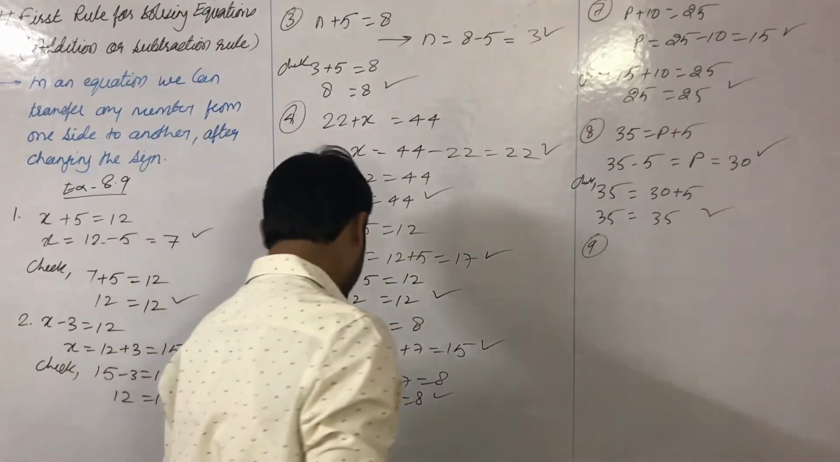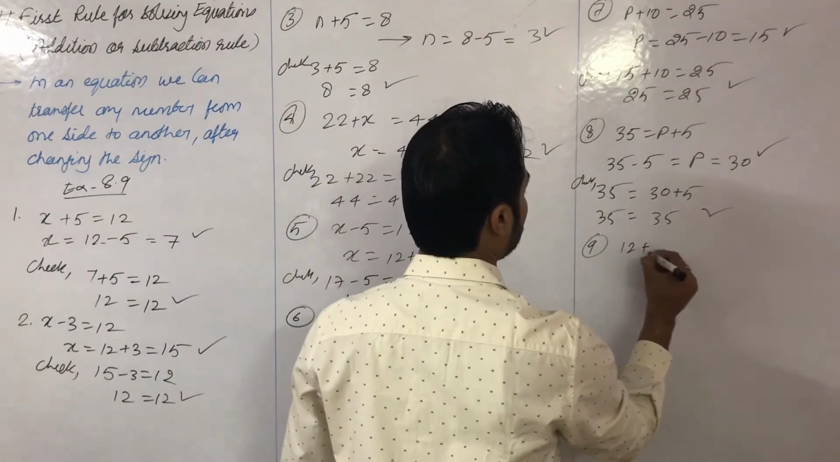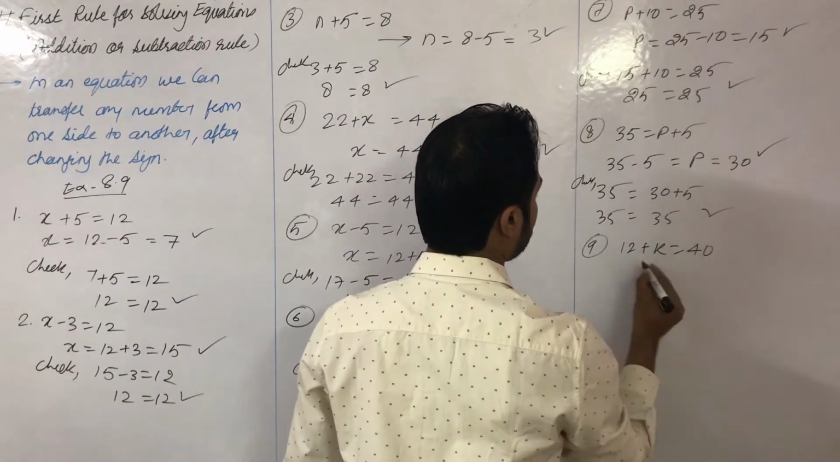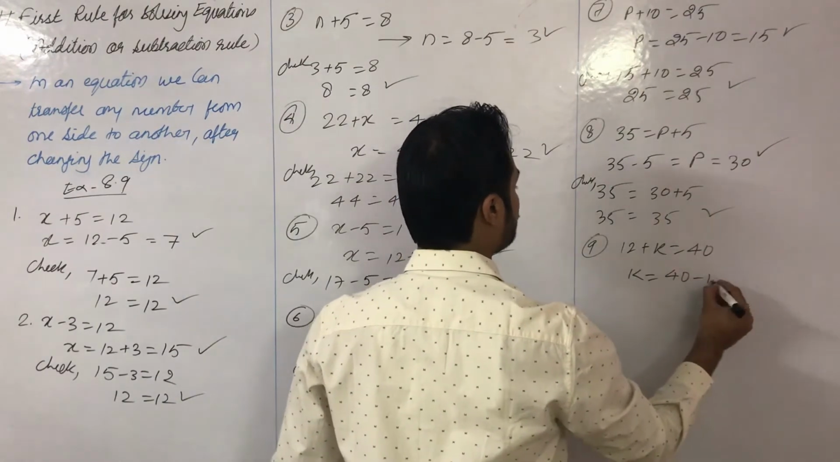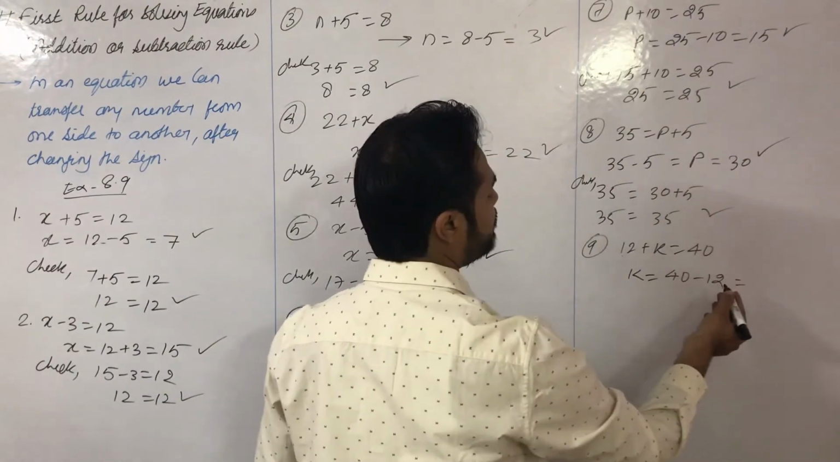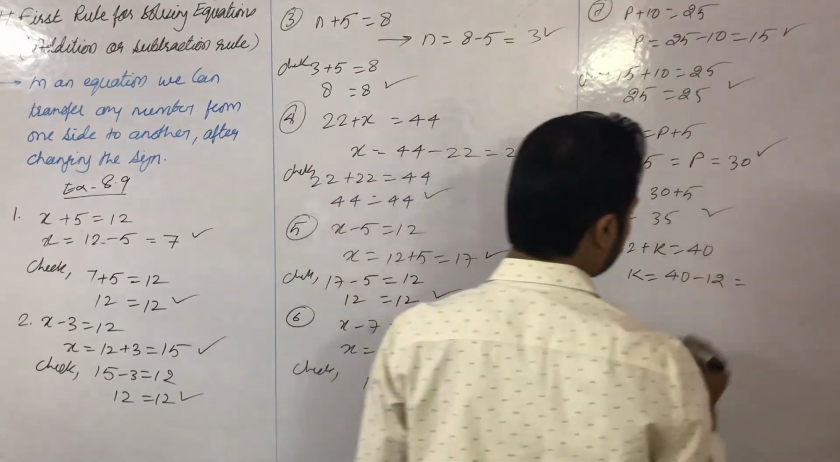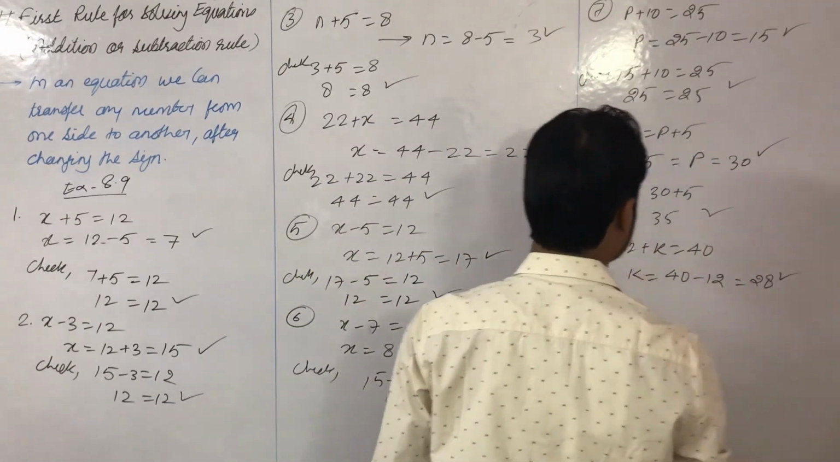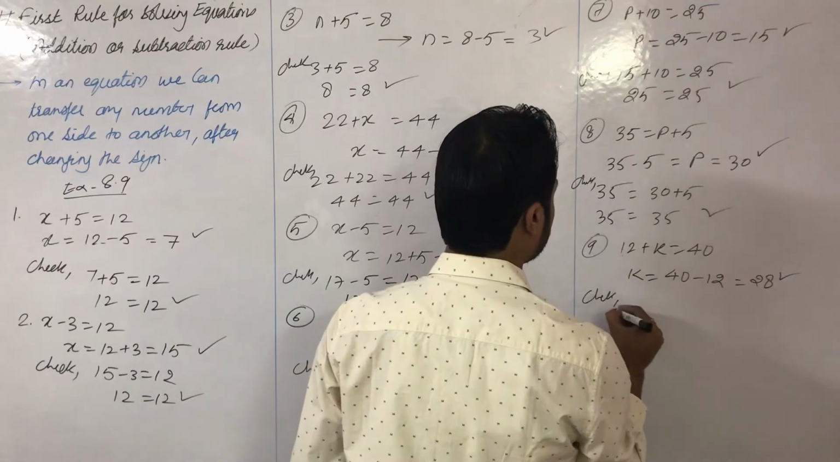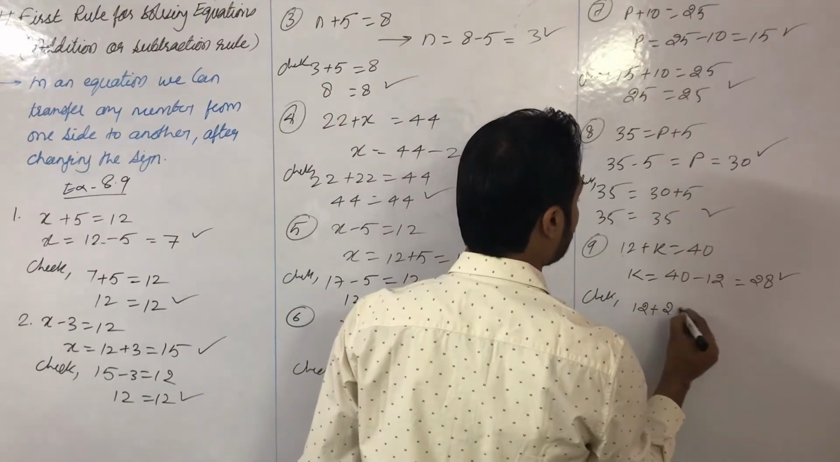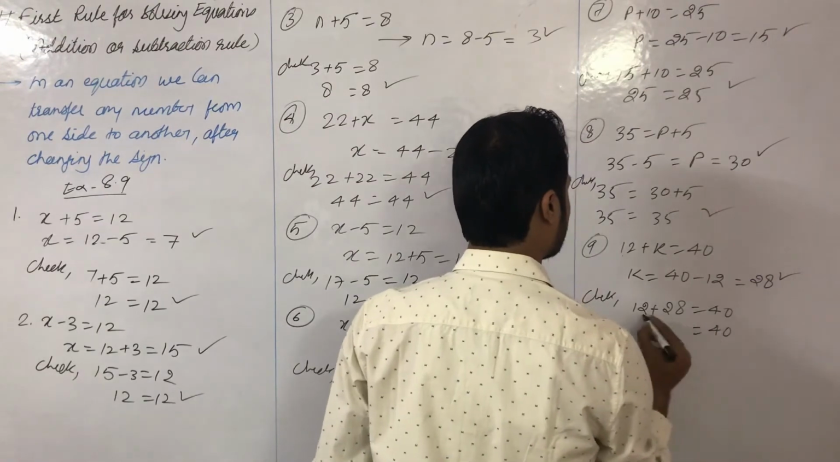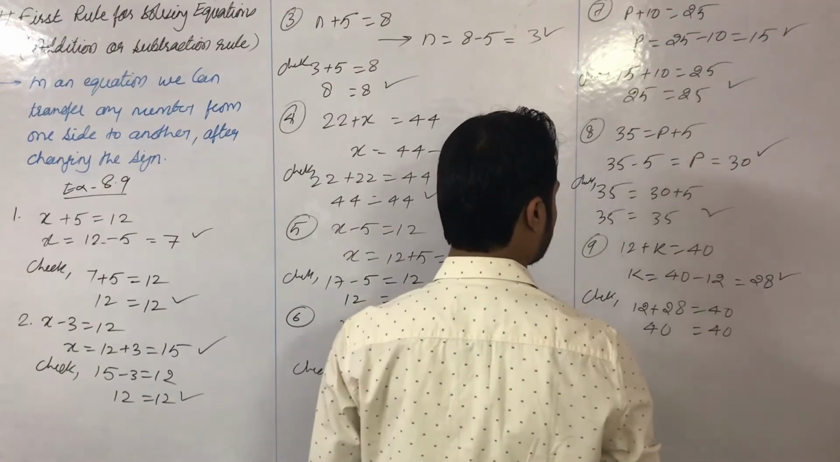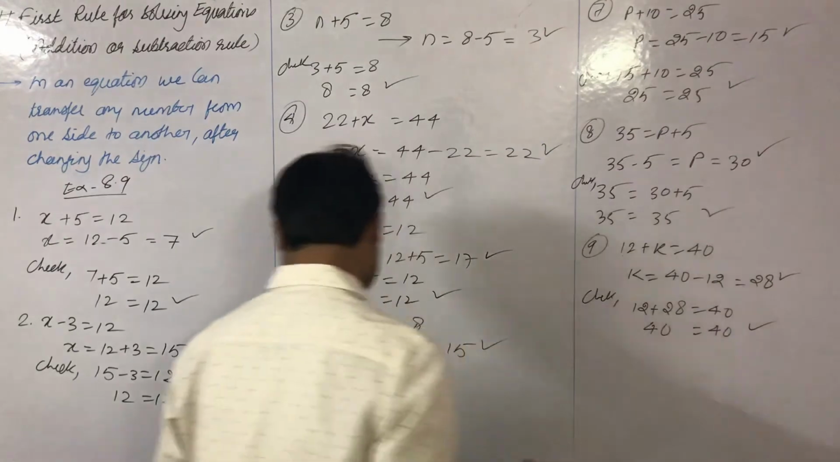Ninth question, 12 plus k is 40. So again, k equals 40 minus 12. 40 minus 12 is 28. Yes, 28. And for check, we can put the value of k equals 28. So 12 plus 28 is 40. Yes, so this is correct.